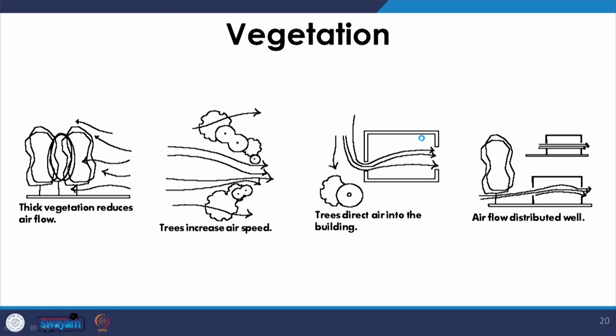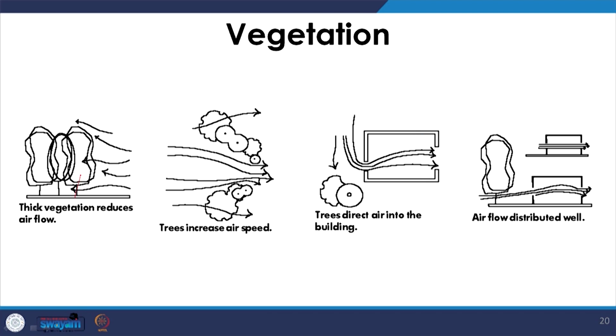Another design feature which we have already discussed, but here we are discussing it with respect to the air movement, is vegetation. Now, the vegetation diverts the wind, the air into the building or away from the building depending upon how we plant it.